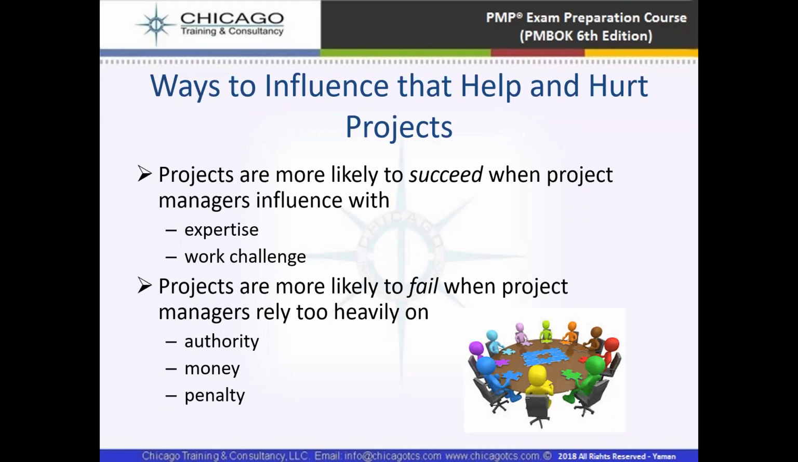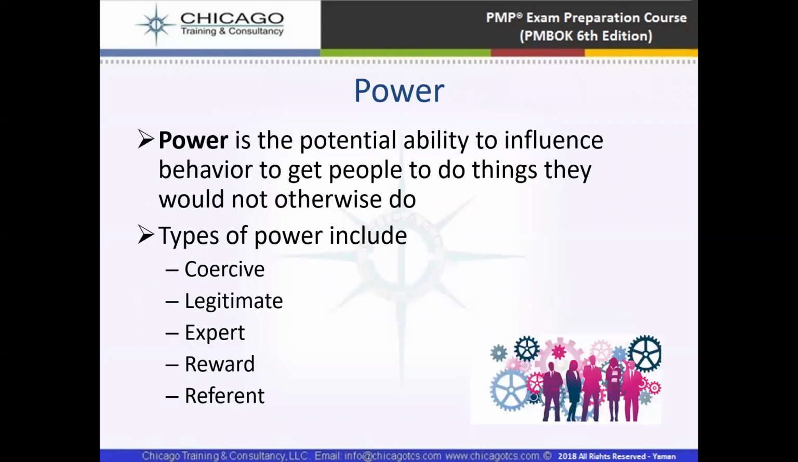Projects are more likely to succeed when the project manager influences with expertise and work challenge. Projects are more likely to fail when the project manager relies too heavily on authority, money, and penalty. So basically, a project will succeed if there is expertise and work challenge and the people are motivated. But it will fail if there are penalties, and if there is too much authority of the project manager, and if there is money. So expertise and work challenge are necessary for the success of the project.